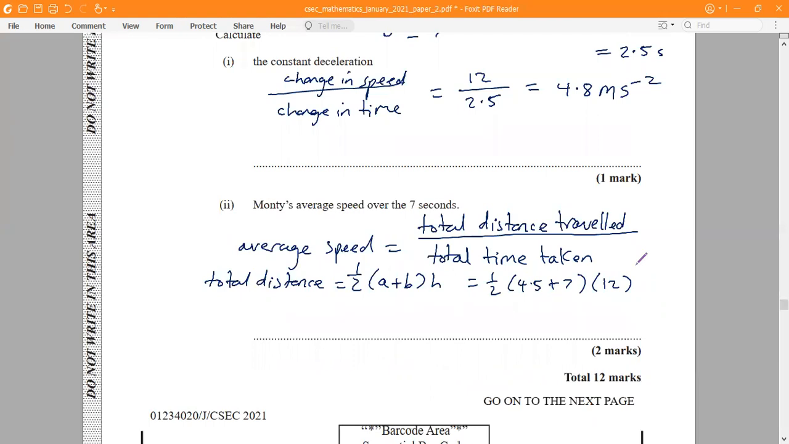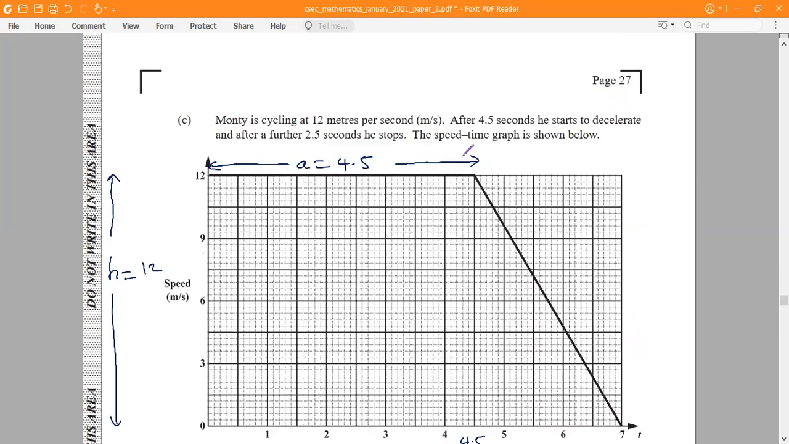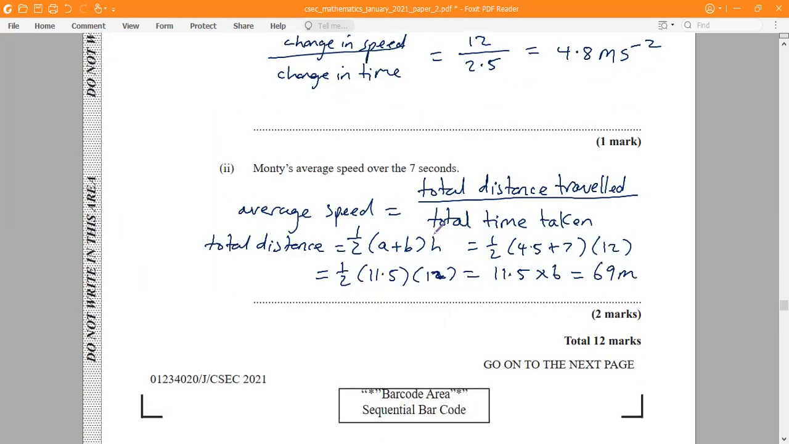Then 0.5. All right. So this is 1/2 times 11.5 times 12. Right? A half times 12 is 6, so it will end up being 11.5 multiplied by 6. And that gives 69. So we have 69 meters. Let's make sure we are working in meters. Yes, we are working in meters. So we have the total distance traveled as 69 meters.